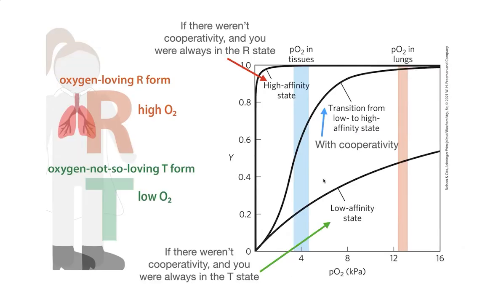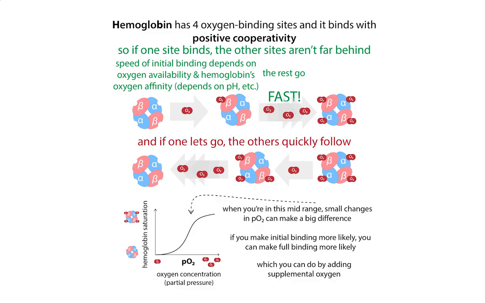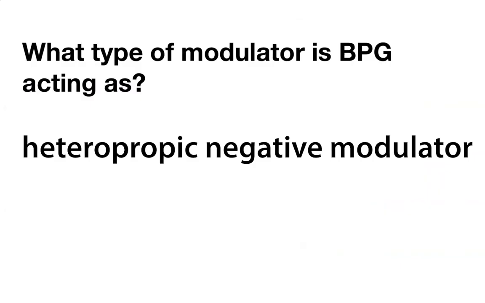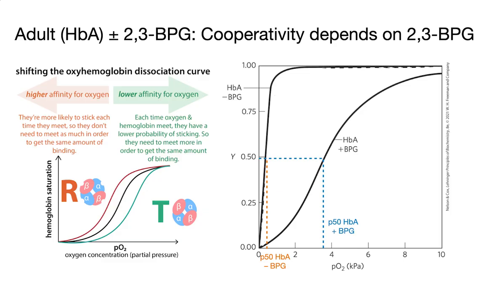This is responsible largely for enabling the cooperativity of hemoglobin, that positive cooperativity, where the oxygen binds to one site and quickly the rest follow. And when oxygen unbinds, the rest unbinds. So what type of modulator is BPG acting as? So BPG is acting as a heterotropic negative modulator. Heterotropic because it's affecting the binding of a different ligand. So BPG binding is affecting the binding of oxygen, and it's a negative modulator because it's reducing the affinity of oxygen.